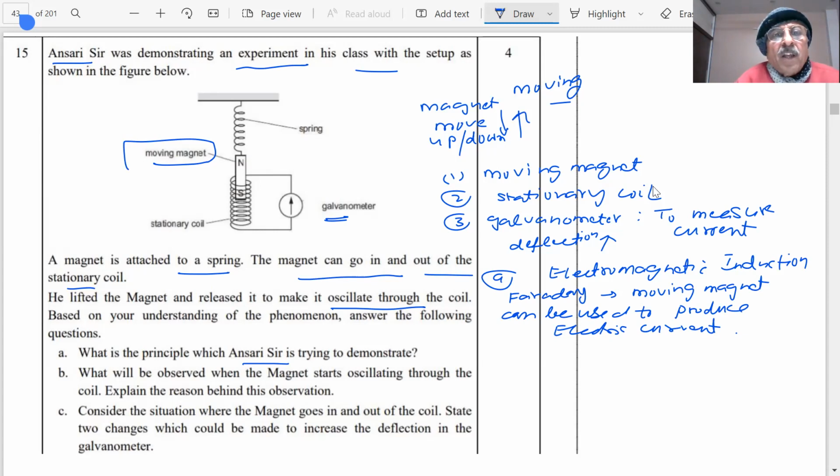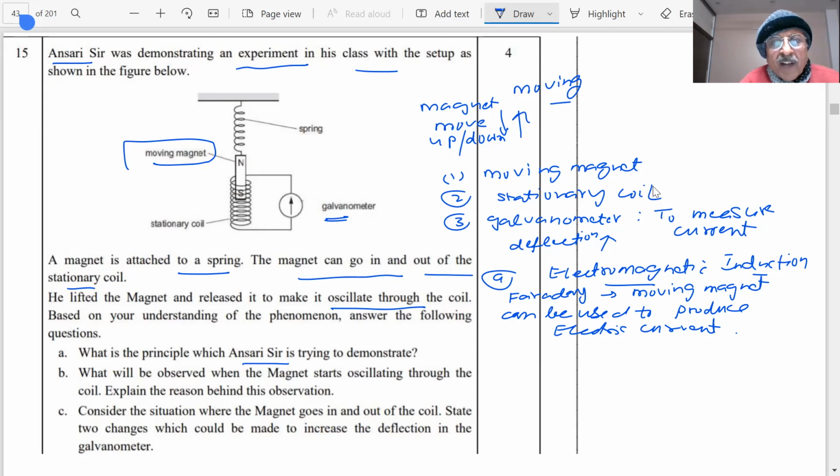Either the magnet is moving and the coil is stationary, or the magnet can be stationary and the coil can be moving. All these are examples of electromagnetic induction. So what is happening when the magnet moves and he withdraws it, student? What will be the result of that? The principle is electromagnetic induction. The discovery was done by Faraday.